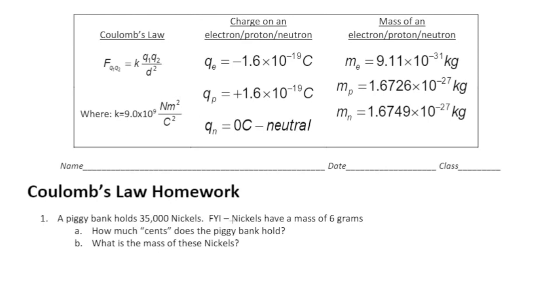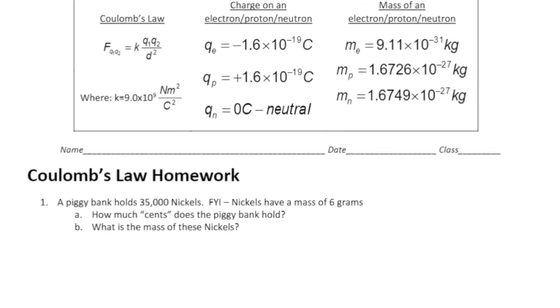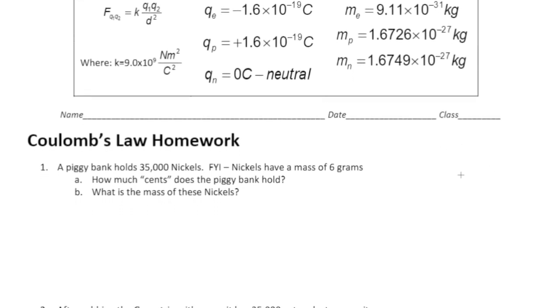So first thing I want to do is look at this problem. It says a piggy bank holds 35,000 nickels. FYI, nickels have a mass of 6 grams. How many cents does the piggy bank hold? So this problem doesn't have to do with protons, electrons, or neutrons, but it does have to do with conversion. And in case you forgot, I want to show you how to do that really quick.